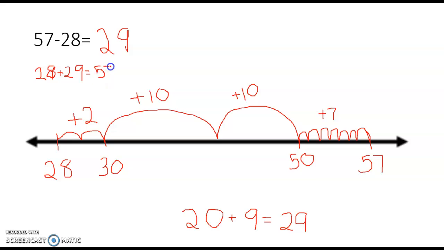So you can use an open number line, just to review, in 2 different ways. You can start with your greatest number and you can count back, or you can start with your smaller number and count forward.